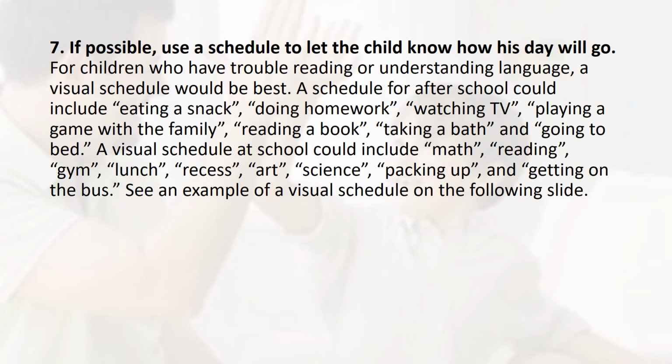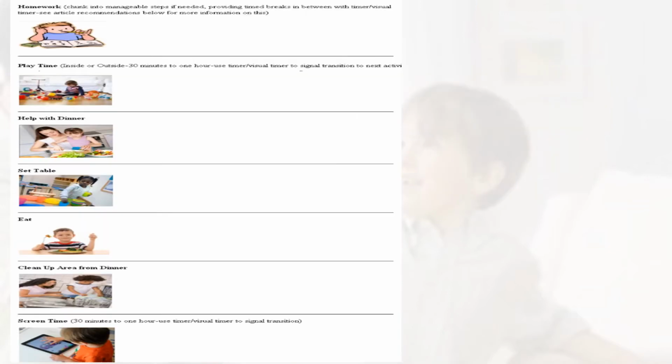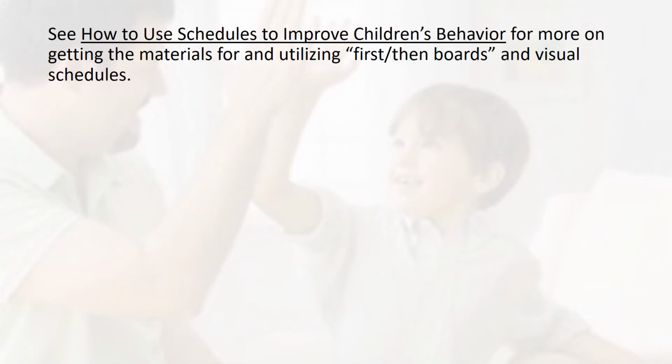A visual schedule at school could include math, reading, gym, lunch, recess, art, science, packing up, and getting on the bus. See an example of a visual schedule on the following slide. As you can see in this schedule, we have homework, playtime, help with dinner, set table, eat, clean up area from dinner, and screen time. See how to use schedules to improve children's behavior for more on getting the materials for and utilizing first then boards and visual schedules.